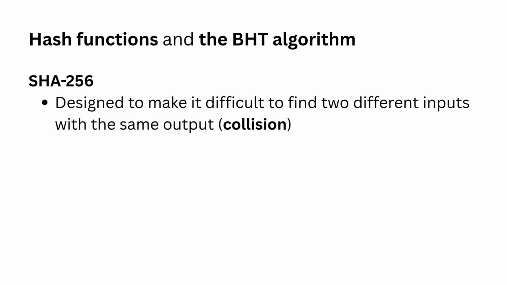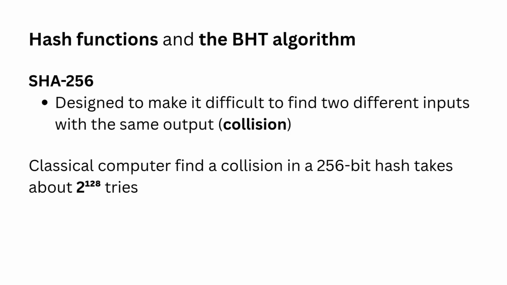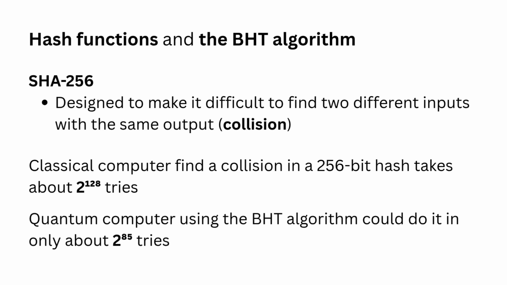Next, let's look at hash functions and the BHT algorithm. Hash functions like SHA-256 are designed so that it's extremely hard to find two different inputs that produce the same output. That's called a collision. Classically, finding a collision in a 256-bit hash takes about 2^128 tries. But a quantum computer using the BHT algorithm could do it in only about 2^85 tries. That's still a huge number, but noticeably easier than before. This means that even our strongest hash functions may need reinforcement.